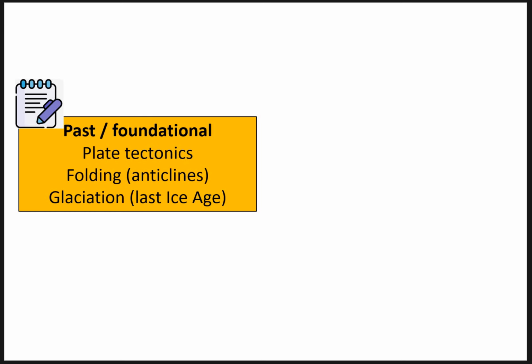So you've separated them to past: plate tectonics, folding, anticlines, which we've studied, and synclines, and also glaciation from the last ice age. So these happened millions of years ago, in some cases with glaciation hundreds of thousands of years ago. So these are the foundations of today's landscape.